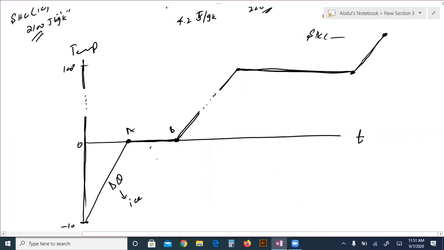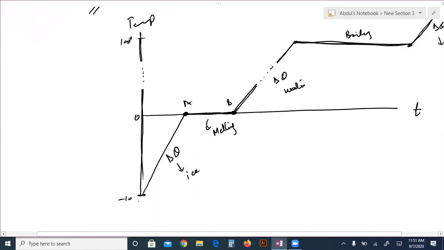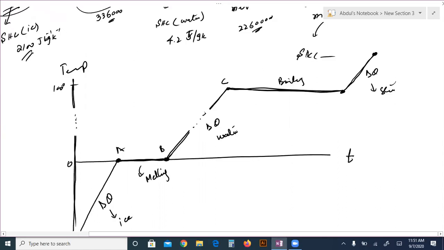So here is a change of temperature for ice. Here is melting of the ice. And here is a change of temperature of the water. And here, boiling, change of the state. And again, change of temperature for the steam. Now, suppose this is the starting point O, this is A, this is B, this is C, this is D, and this is E.